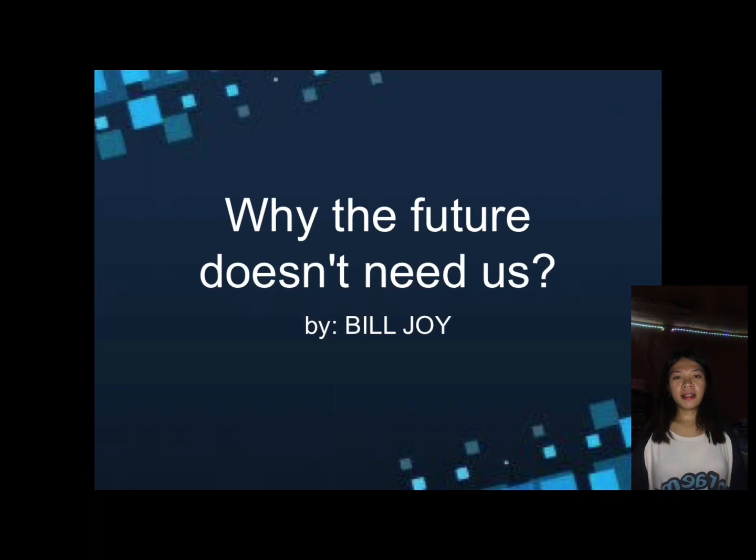So let's proceed to the last topic. It's all about Why the Future Doesn't Need Us by Bill Joy. In April 2000, Bill Joy, co-founder of Sun Microsystems, published an article in Wired magazine entitled Why the Future Doesn't Need Us. In it, he argues that the most powerful 21st century technologies, robotics, genetic engineering, and nanotech, are threatening to make humans an endangered species.